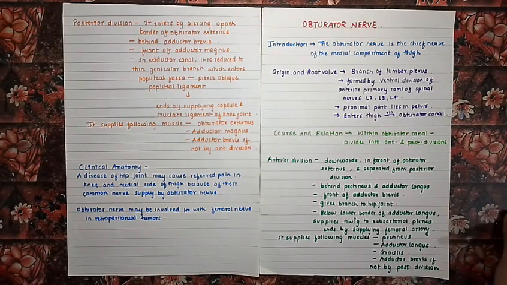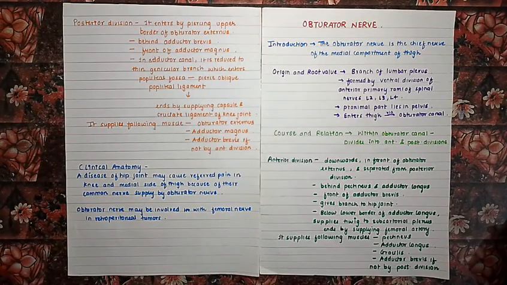I am going to upload the whole syllabus of anatomy including upper limb, lower limb, thorax, abdomen, pelvis as well as CNS. So we have already started with the lower limb session. Our today's topic is obturator nerve. So we will be learning this topic in 4 subheadings, that is introduction, its origin and root value, course and relation and the clinical anatomy. So let's start with the introduction.